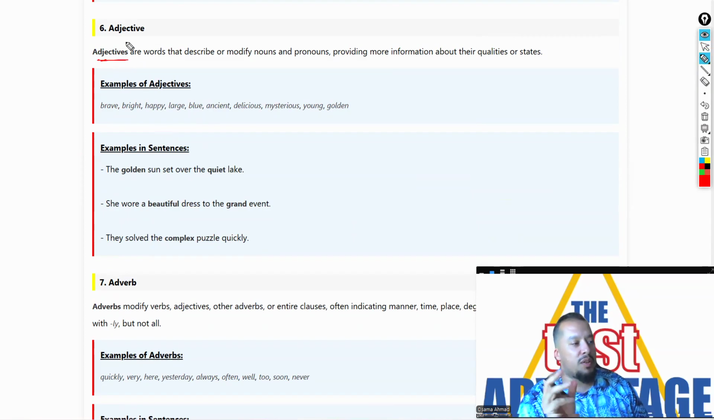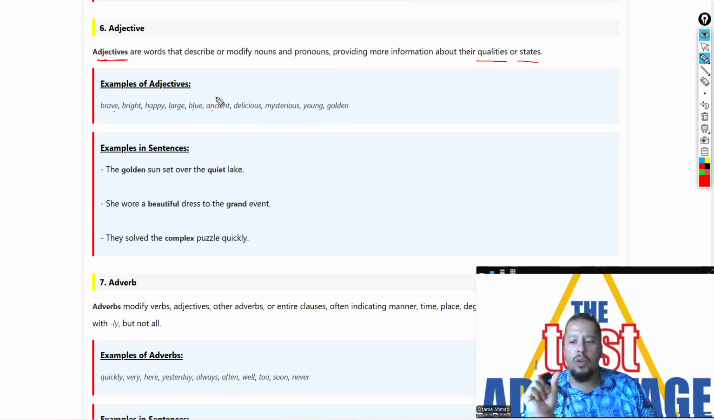Adjectives. So adjectives also in the language, what do they do? They describe. It describes something. It describes a noun. It describes a noun or pronoun only. It gives more information about them, qualities or states, right? Examples of adjectives: brave, bright, happy, large, blue, ancient. There are a million. A noun can turn into an adjective, watch out. An adjective can turn into a noun.